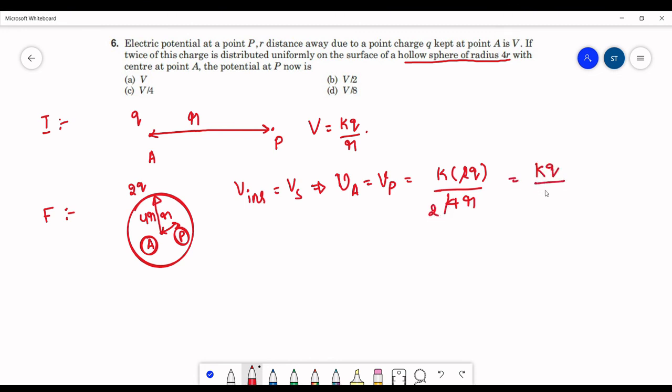According to the question, kq upon r is equal to V. So here kq upon r is equal to V, so this will be equal to V by 2. So option B will be correct for this question.